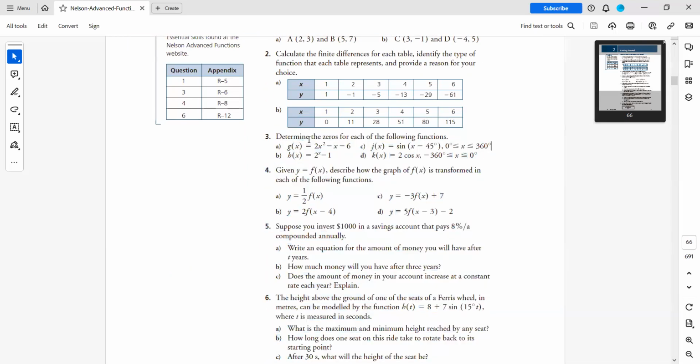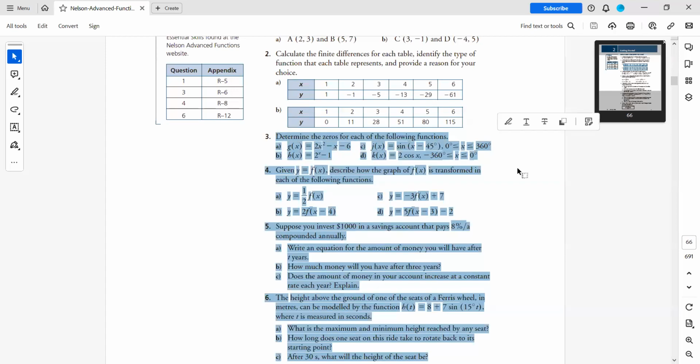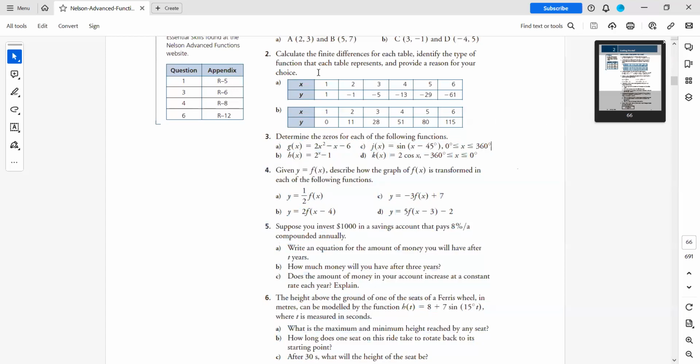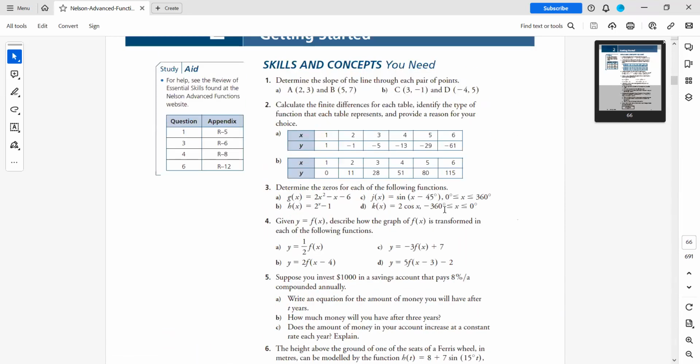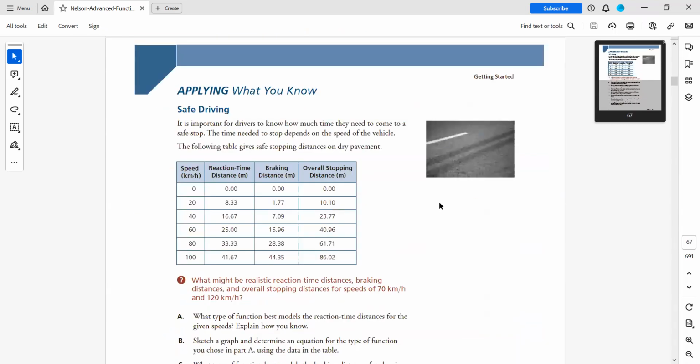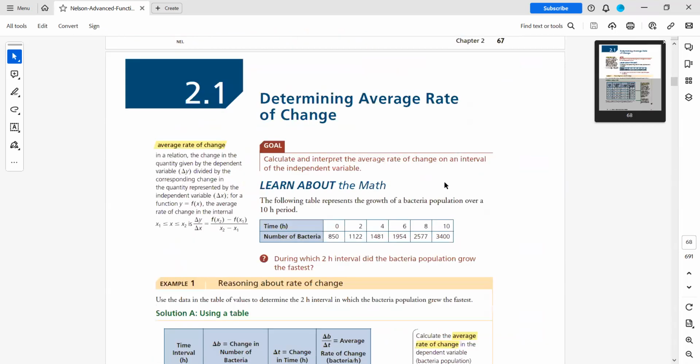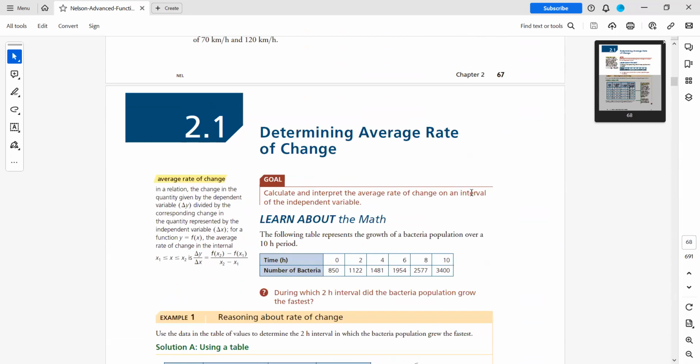I hope you're familiar with that, how to determine zeros of standard functions. Basically, to solve them for 0, that's what it means. When left-hand side equals to 0, how to find that value. Make sure to revise that, because it's not part of our class. It's what you were supposed to cover in grade 11. And we're going to start with determining average rate of change.